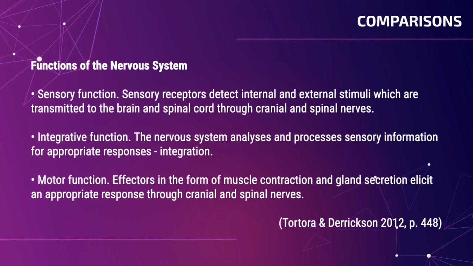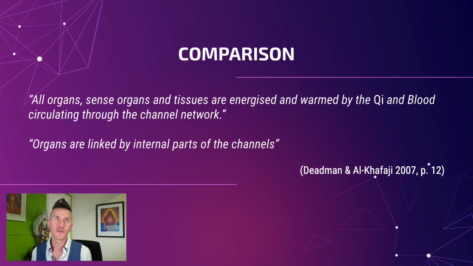Functions of the nervous system include sensory, integrative, and motor. So sensory receptors detect internal and external stimuli, which are transmitted to the brain and spinal cord through cranial and spinal nerves. The nervous system analyzes and processes sensory information for appropriate responses, integration. And the motor function, effectors in the form of muscle contraction and gland secretion elicit an appropriate response through cranial and spinal nerves.